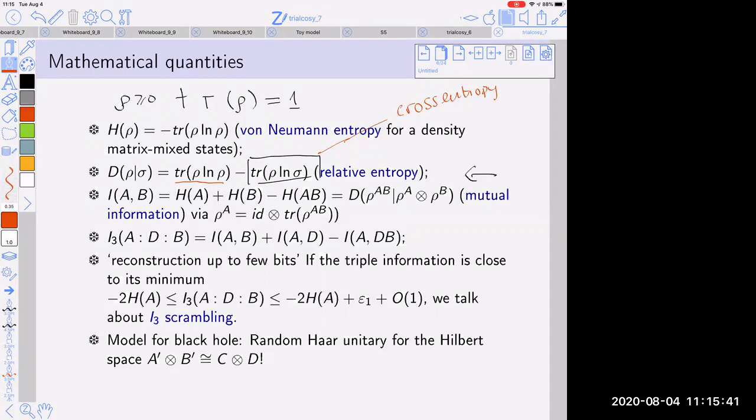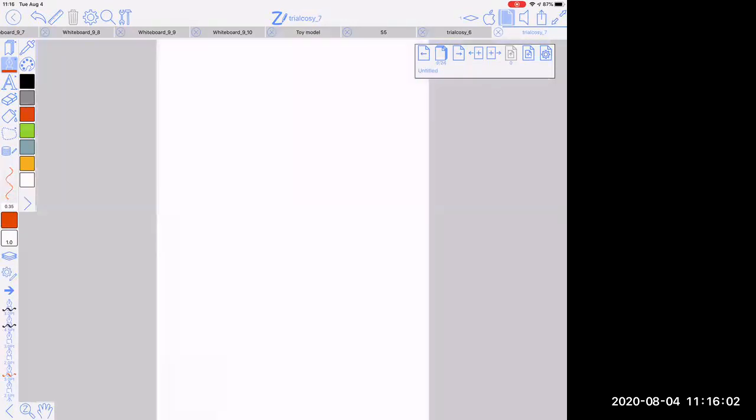So is mutual information, which is a relative entropy. Mutual information is always an information between two parties. You have a state on two parties, A and B, and you measure the entropy of A plus the entropy of B minus the entropy of AB. And that is exactly the relative entropy of rho AB with respect to rho A tensor rho B. If you have not seen this, let me just write this down.